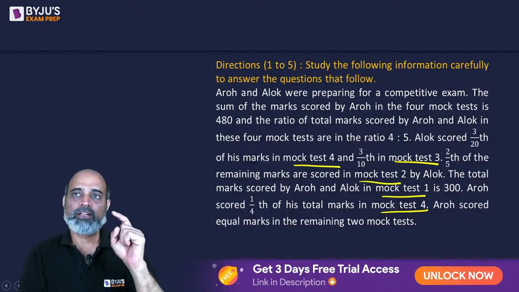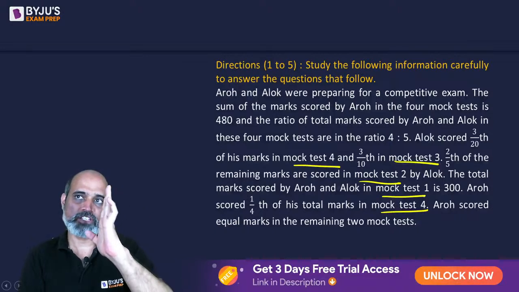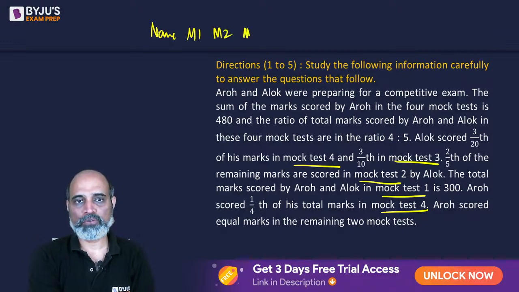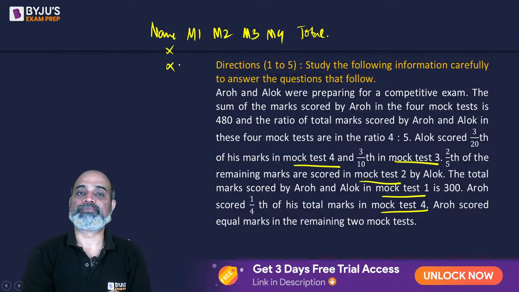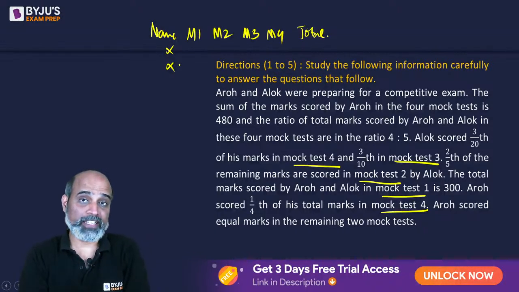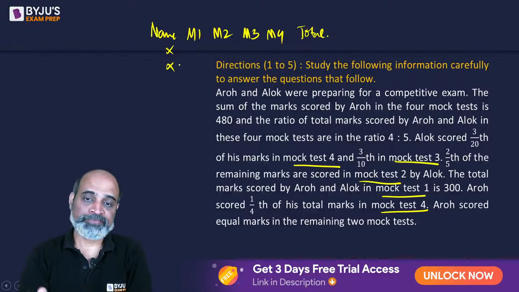So, there are 2 people, and they have appeared for an exam which consists of 4 mocks. So we have the name of the person, and then we have mock number 1, mock number 2, mock number 3, mock number 4, and then we will have the total. So we need this for 2 people, which in turn means we need to draw a table which should have these 6 columns and 3 rows, right?